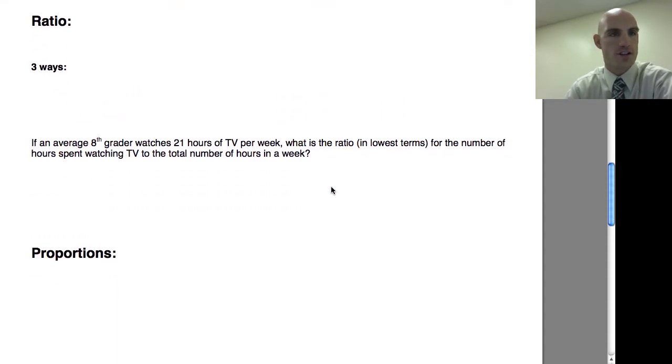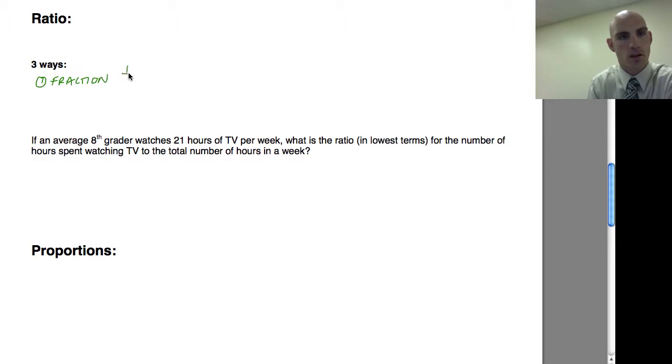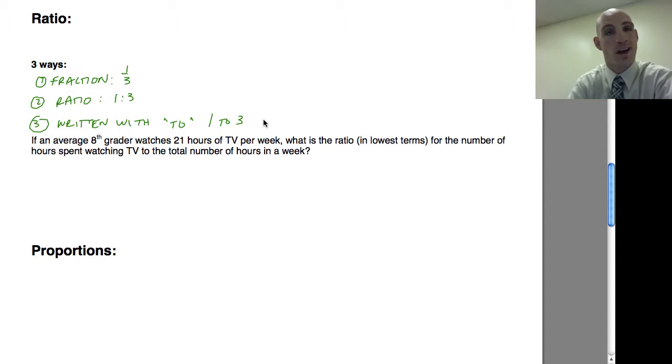The second part of this is ratio. A ratio is a comparison of two quantities once again, but a ratio is actually written in 3 distinct ways. It can be written as 1, a fraction, like 1/3. 2, it could be a ratio, 1 to 3. Or 3, it could be written with the word, 1 to 3. All right? And a ratio is how many things we have per how many other things.